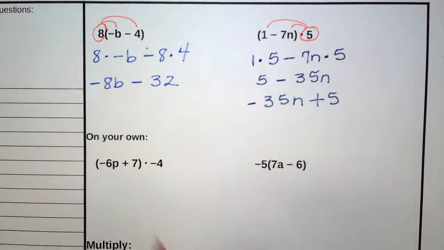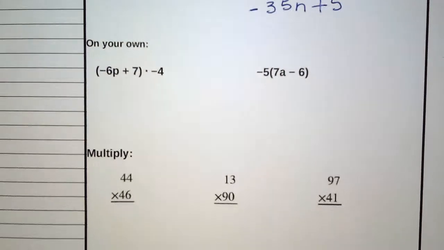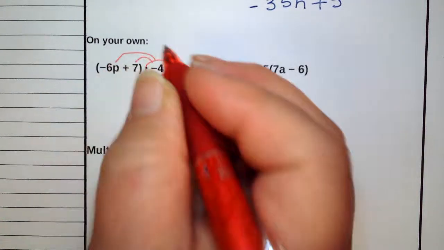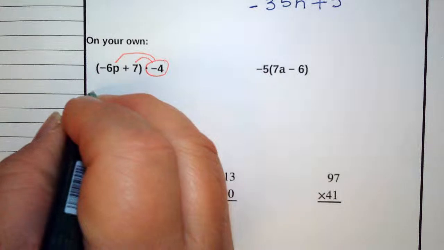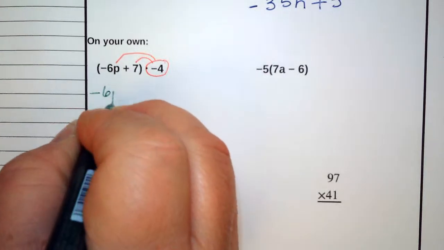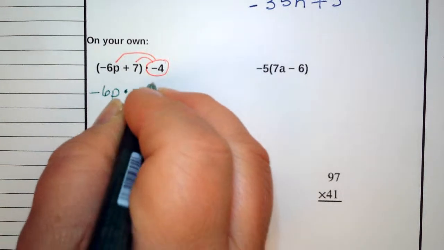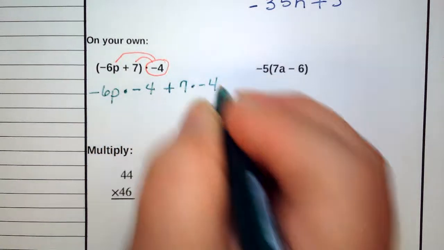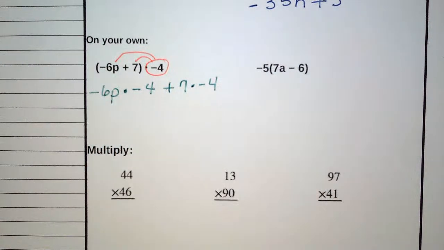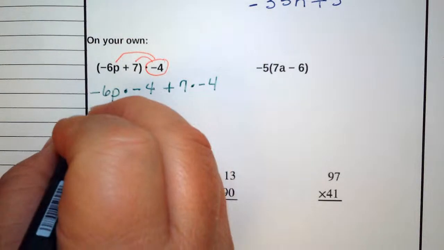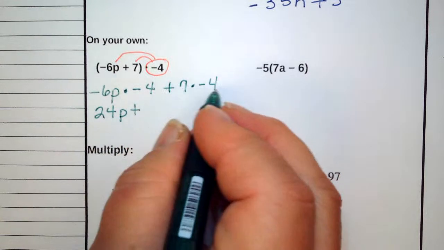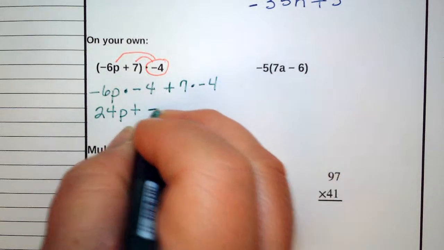Well, I do hope you tried to do them on your own and you're only checking your answers. It has to go to both terms. Negative 6p times negative 4 plus 7 times negative 4. Negative times negative is a positive. 6 times 4 is 24. 24p plus 7 times negative 4 is negative 28.